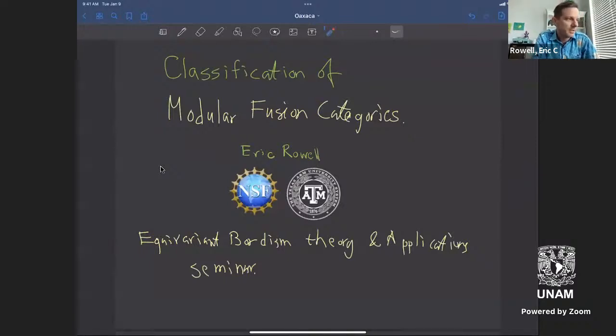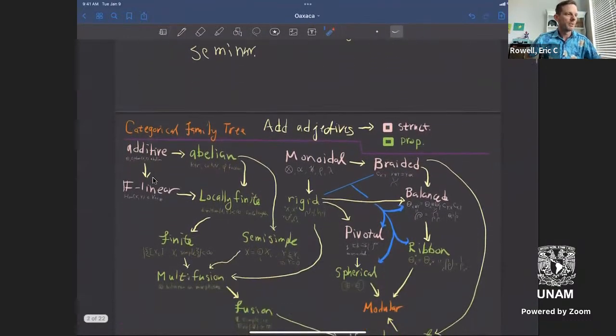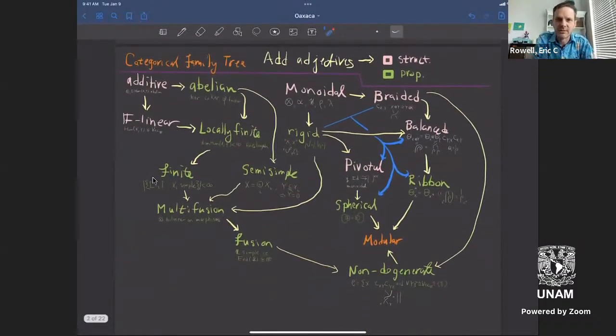So this question of classifying modular fusion categories has been something I've been working on for a very long time, and we continue to get new results. Let me dive in and give some idea about what a modular fusion category is. Here I've constructed the family tree of modular categories. You can see here, this is the final thing, the modular category. So how does it work?